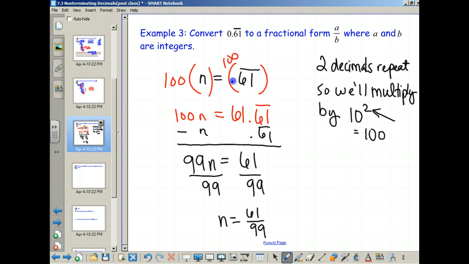Divided by 99, which doesn't reduce. You may have had a teacher somewhere along the way that showed you a trick here. And I want to tell you why we're not going to use the trick, okay?